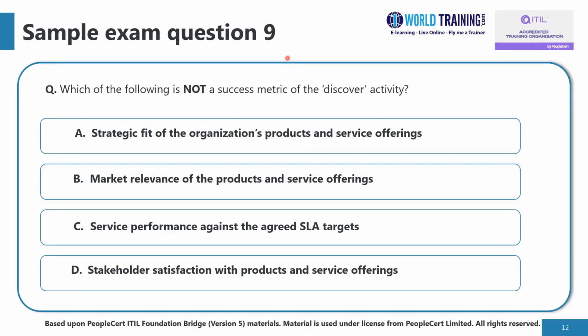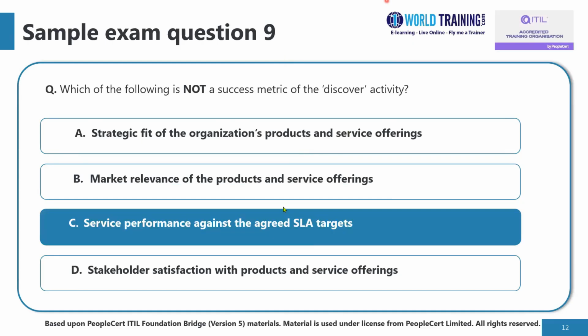Choice C, service performance against agreed SLA targets, is not a metric of the Discover activity; it is from the Deliver activity. So therefore, C would be correct. Choice D is also a metric of the Discover activity, as we have explained earlier. Therefore, the correct answer would be choice C, which is not from Discover but Deliver. Service performance against the agreed SLA targets.